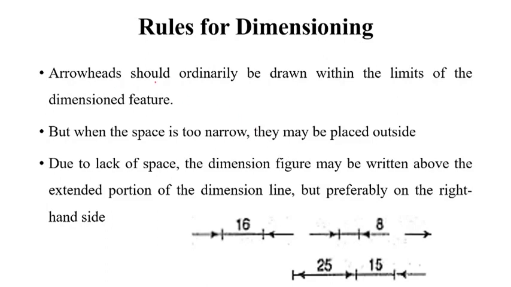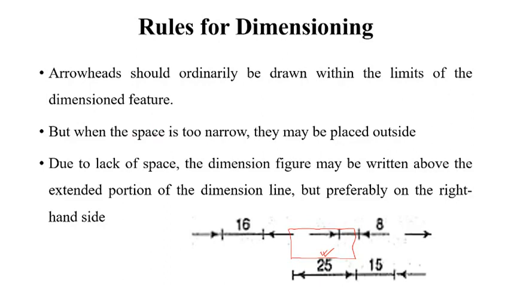Now see here, the arrowheads should ordinarily be drawn within the limits of the dimension figure. Suppose this is your dimension figure, we have a box here, and the length of the box is given to be 25. So here we have the space available to write the dimension figure. If we have space, then we can provide the dimension line here and provide the dimension figure on top of the dimension line following the aligned system.